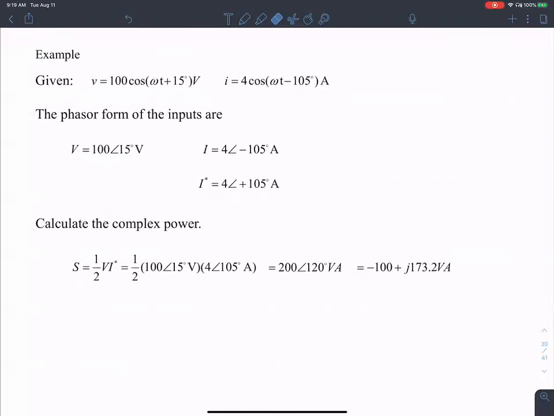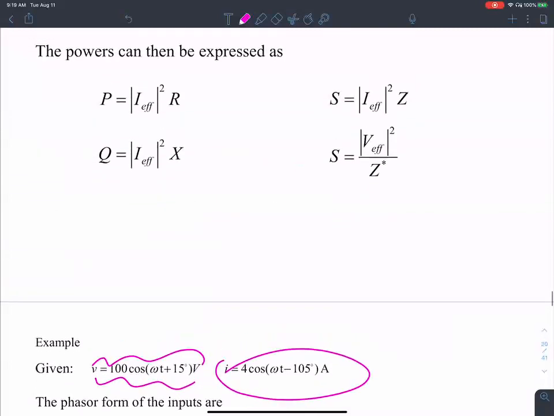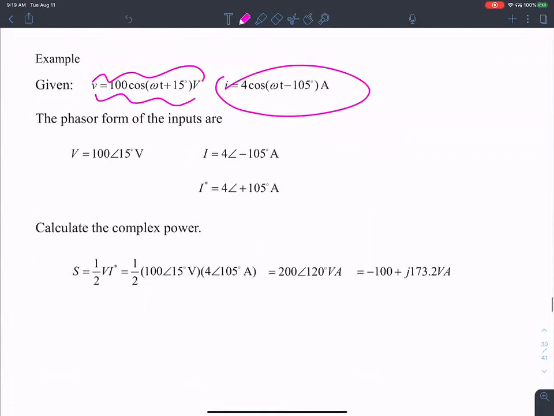The same example, as a matter of fact, with the same currents and voltages. We have to calculate the complex power. How do we calculate the complex power? It is easy to calculate. We first take V times I. V is 100 cosine of omega t plus 15, and I is cosine of omega t minus 105 degrees. The phasor forms are V is 100 angle 15, and I is 4 angle negative 105.